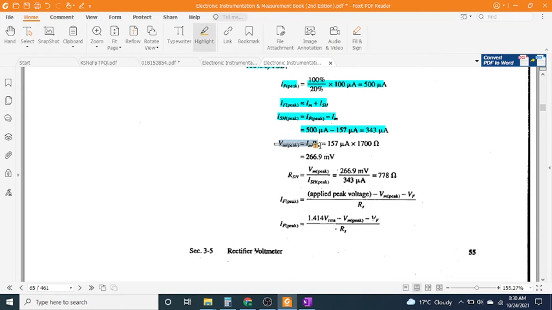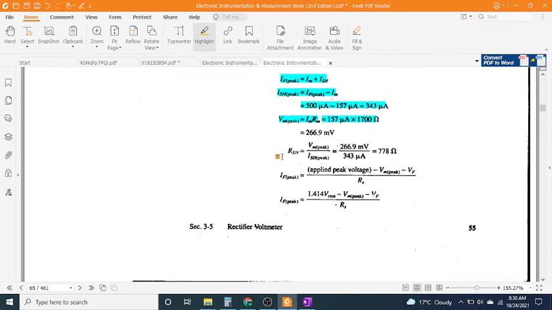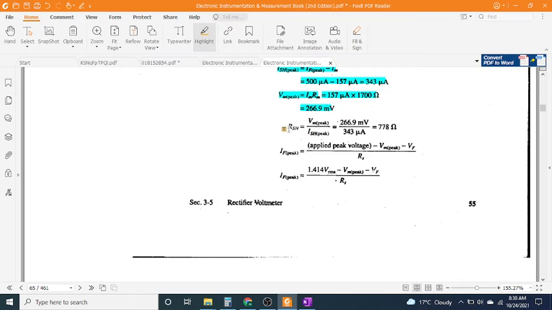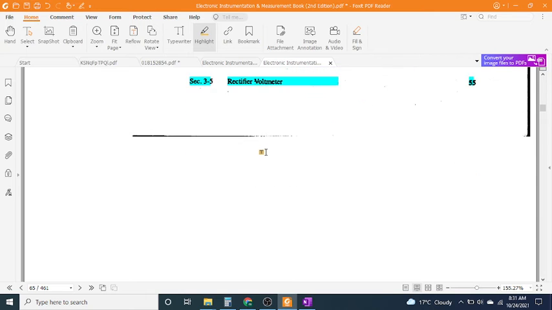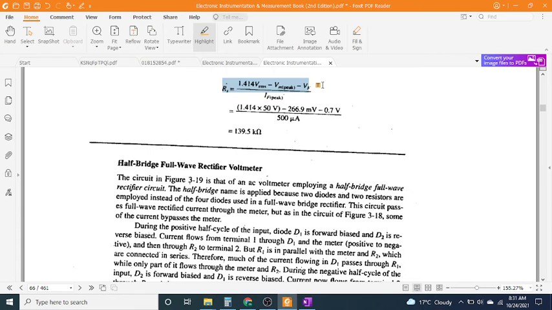V sh peak equals V m peak equals 157 µA × 1700 Ω equals 266.9 mV. R sh equals V sh peak over I sh peak, equals 266.9 mV over 343 µA equals 778.2 Ω. Applied peak voltage, V in peak, equals 1.414 × V RMS, equals 1.414 × 50 V equals 70.7 V. R s equals (70.7 V minus 266.9 mV minus 0.7 V) over 500 µA equals 139.5 kΩ.